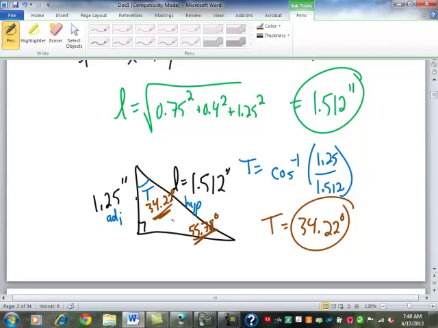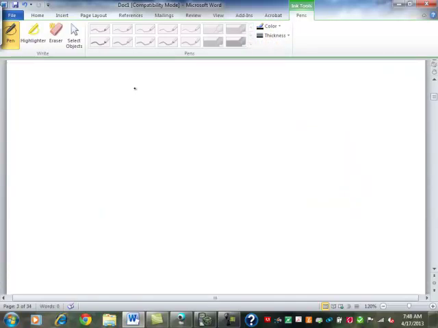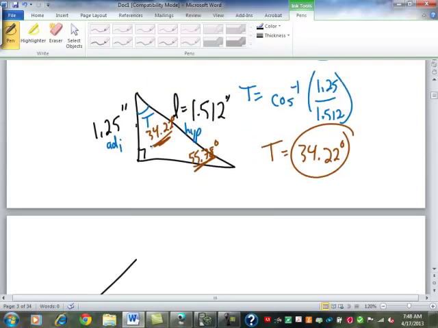Any questions? Let's do at least one more example of this. I just used, instead of putting in 1.512, I used what was in the calculator. So that might be the difference if you're getting 0.24.